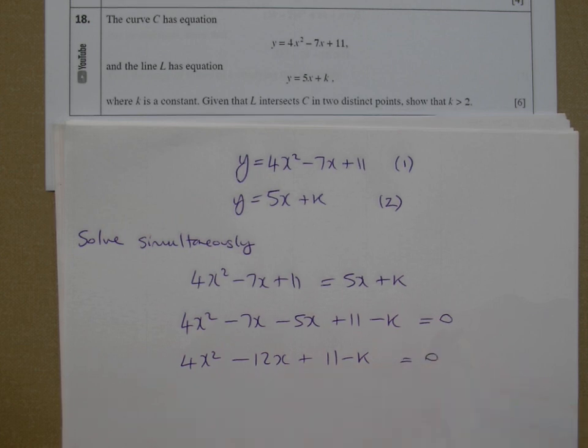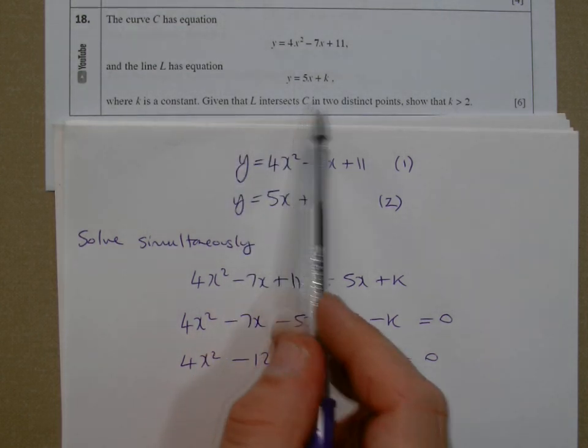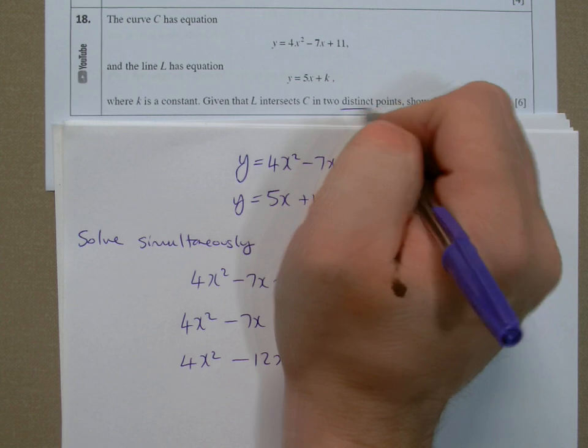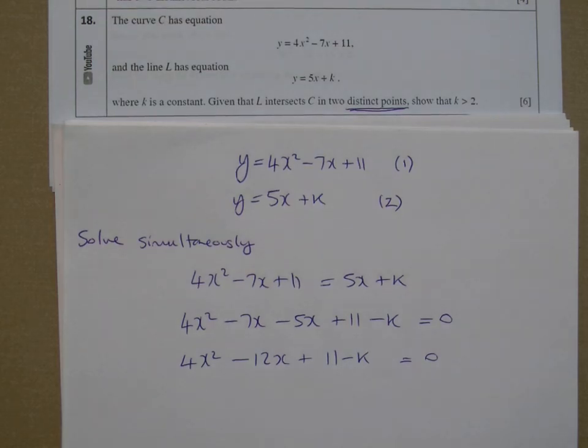Now notice you've got it in the format which questions usually start off with, and then they say something about the number of roots they've got. It says here, given that L and C intersect in two distinct points, if they are distinct points, that means of course they're different. Different points means we should get two different solutions. So with our quadratic here, we're expecting to have two different solutions.